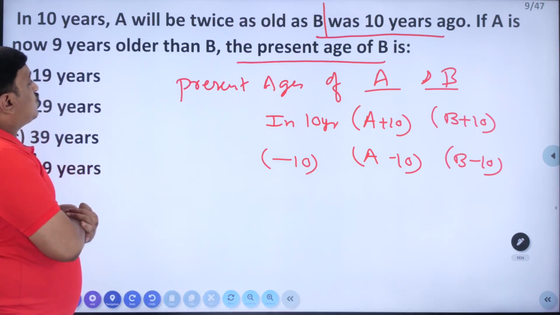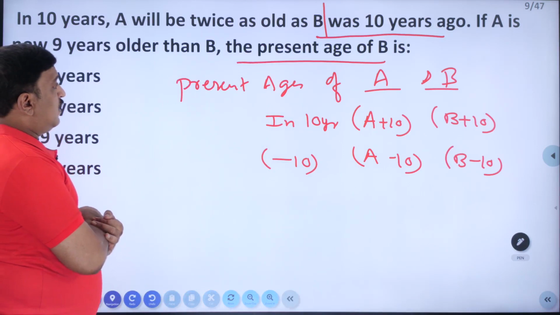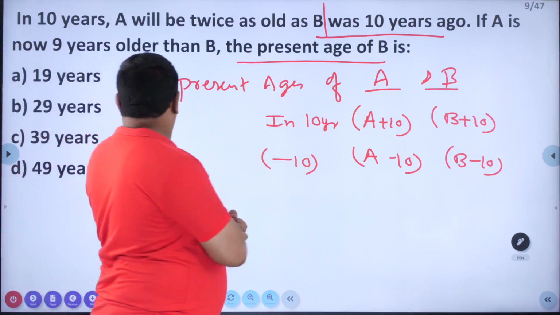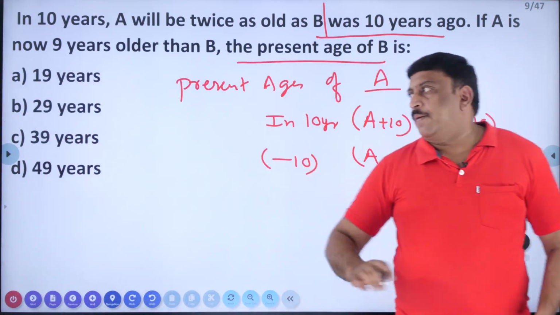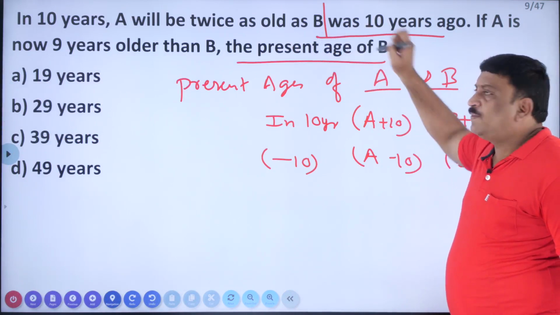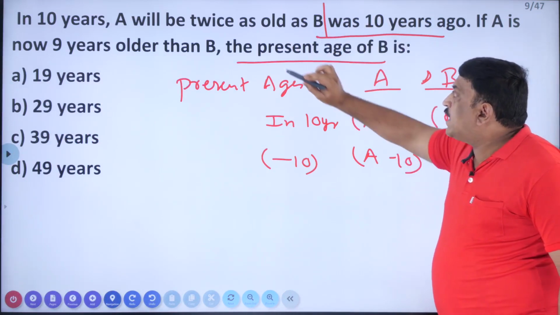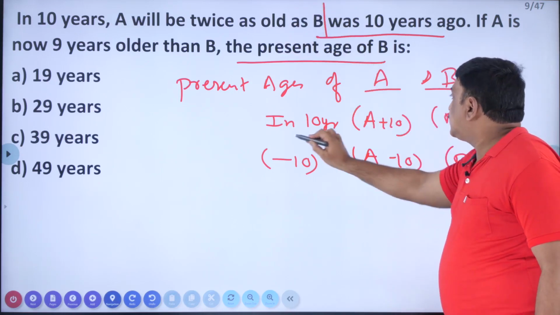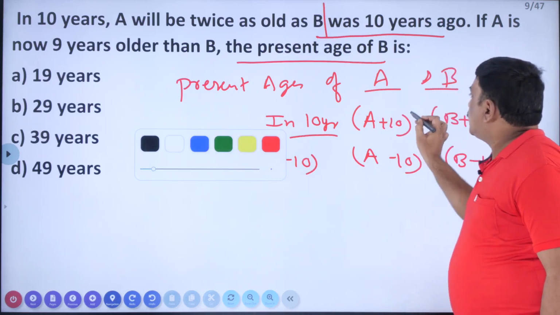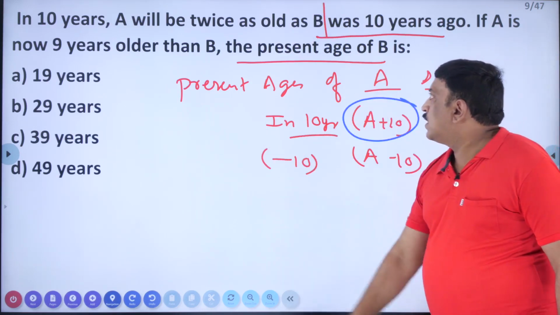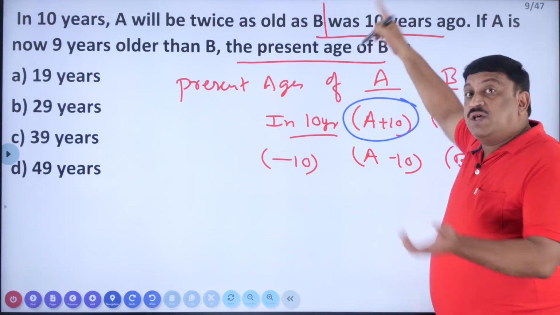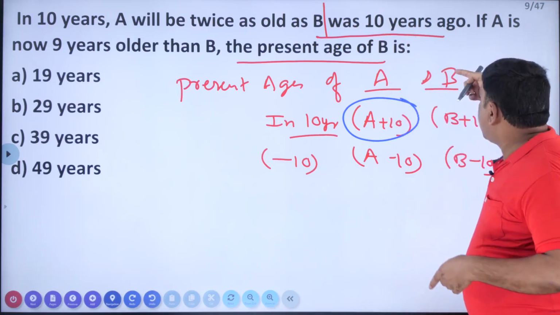If A is now 9 years older than B, then the present age of B is. Okay. Here, you see this one: twice as old as B was 10 years ago means, in 10 years A will be twice. In 10 years A is how much? This one. So in 10 years A will be twice as old as B was 10 years back. B was 10 years back is how much?